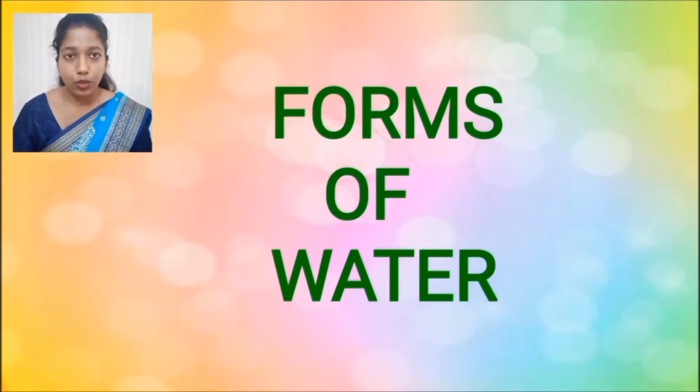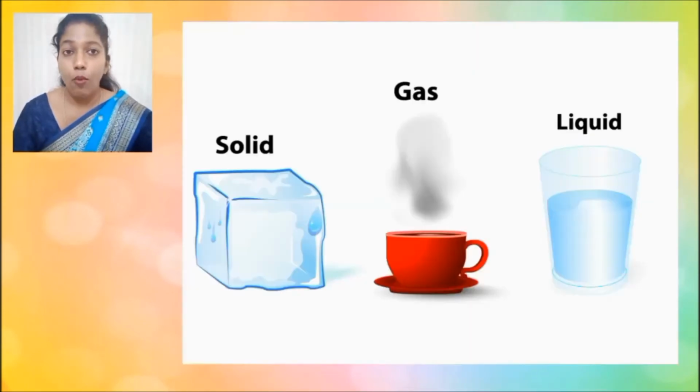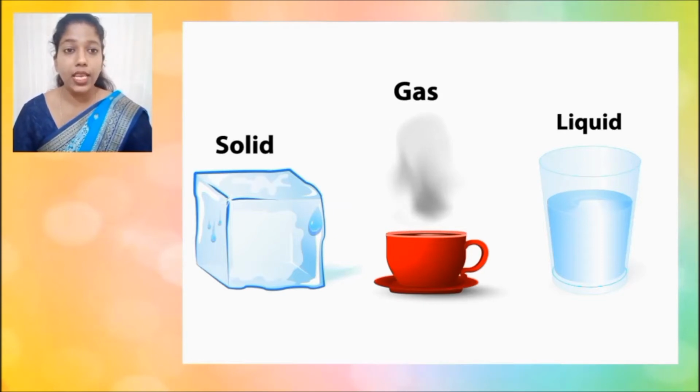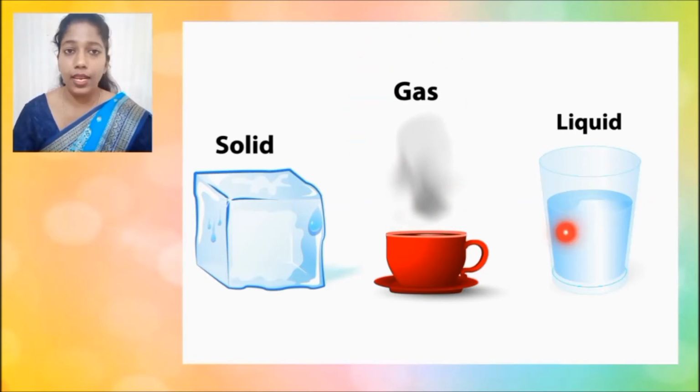Let's see next. Forms of water. Water is found in three different forms. These are solid, liquid and gaseous forms. As you can see here, ice. Water in solid form. Water vapor. This is the gas form of water. And liquid, which we drink. This is the liquid form of water.